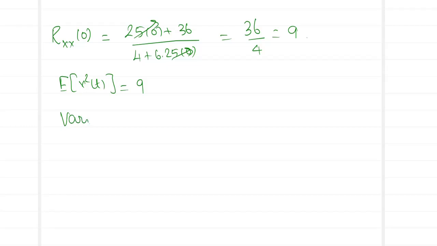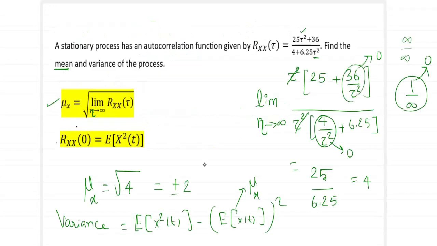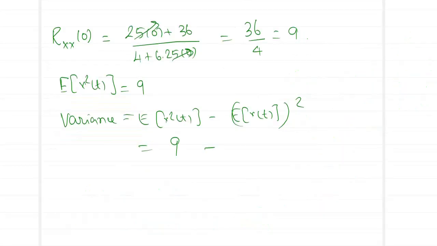Now computing the variance. What is the variance? E of x square of t minus E of x of t, the whole square. So we have 9 minus, what is E of x of t? The mean is going to be 2, plus or minus 2, the whole square. So you have it as 9 minus 4. So the answer is going to be 5. So this fixes the problem for us.